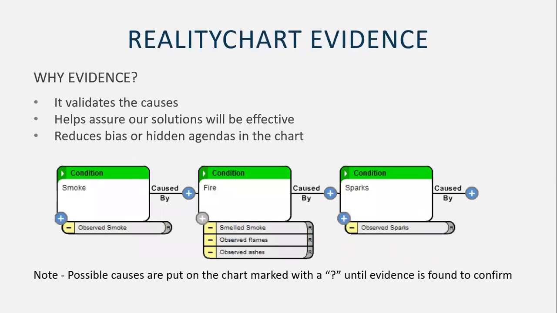Now, if we have possible causes that we don't have evidence for yet, we do want to include those on the chart. And we're going to use a question mark and keep that in the evidence box until such time we find evidence to either prove it existed or evidence to show that, no, this was not a cause.